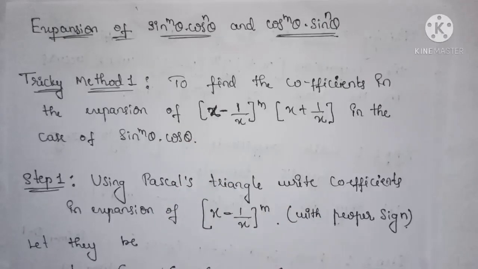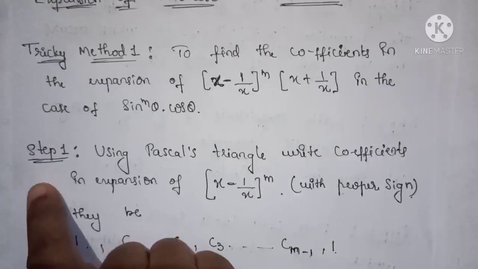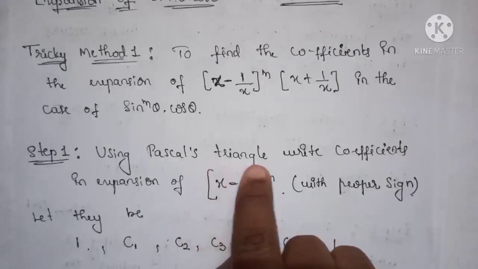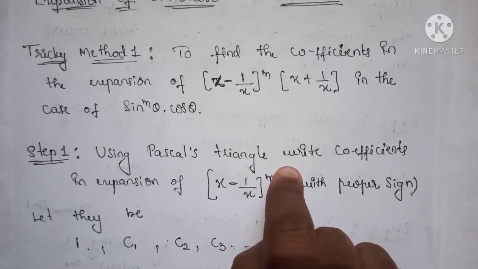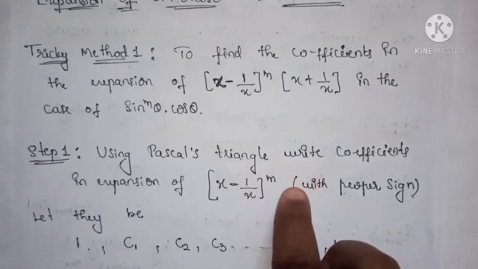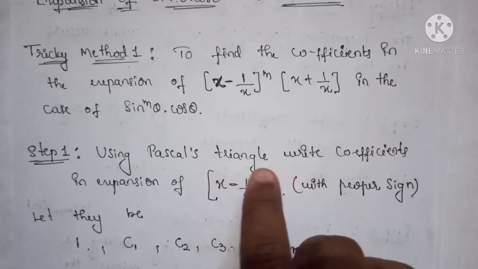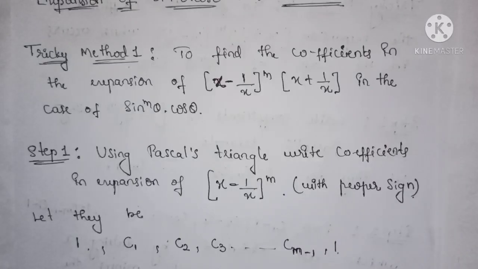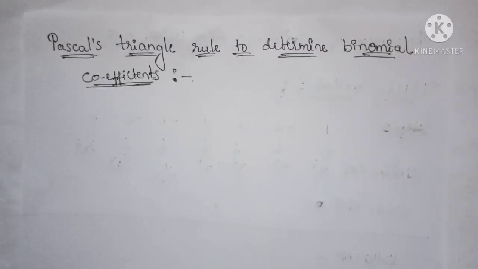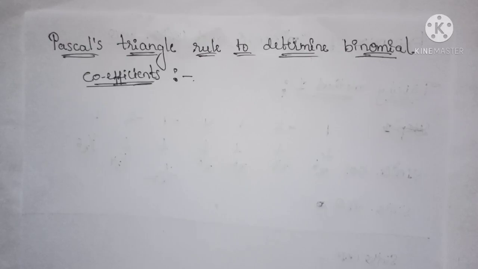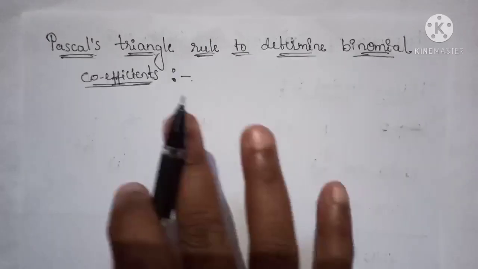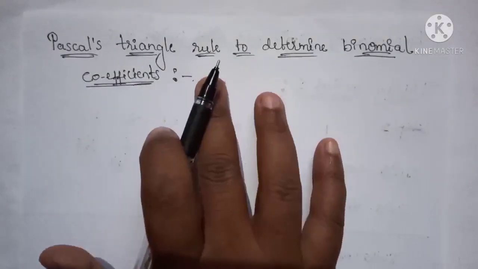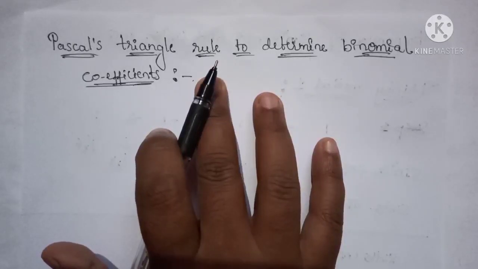In order to get the coefficient by this tricky method, we use the Pascal triangle rule. Before going to this tricky method, let us see what the Pascal triangle rule is to get the coefficients of the binomial expansions. This is the Pascal triangle rule to find the binomial coefficients.